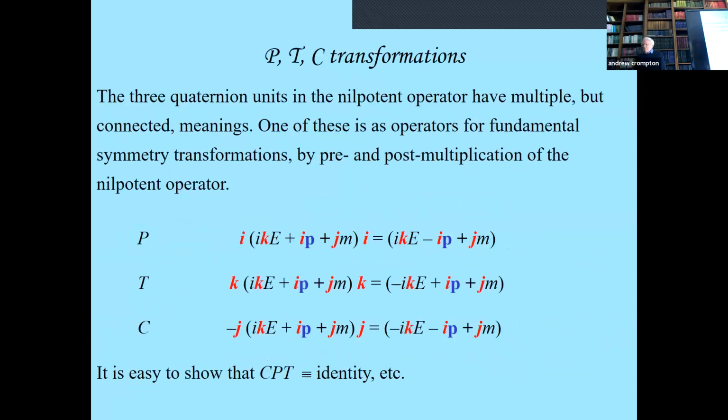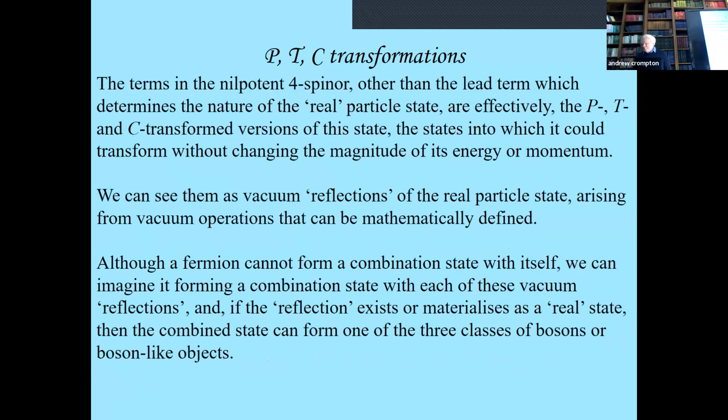This is a CPT symmetry, and it can be done using pre- and post-multiplication by i, k, and minus j, and j. It's easy to show the results that come out of that.